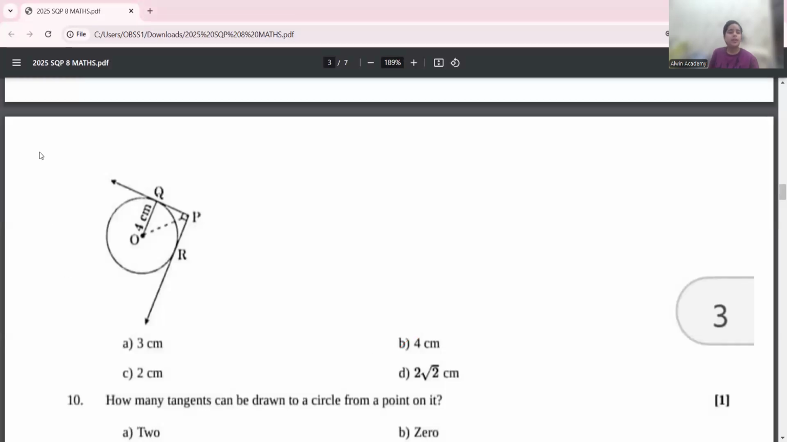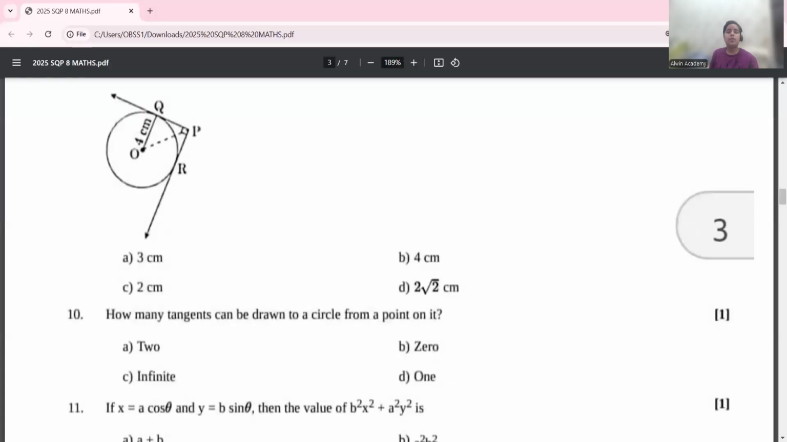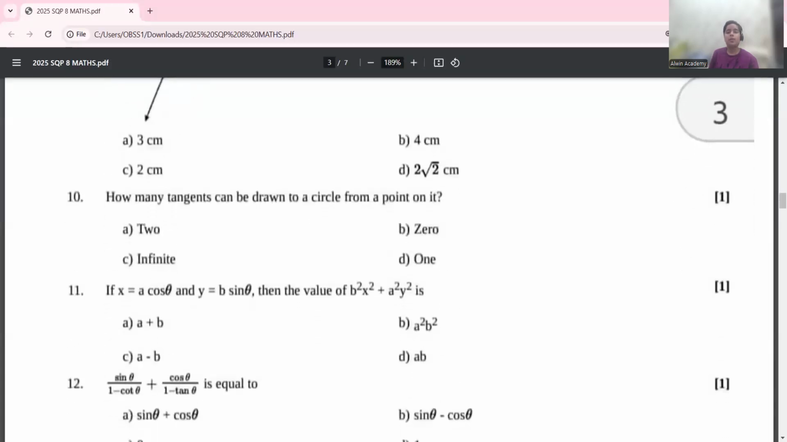Next question we have, how many tangents can be drawn to a circle from a point on it? Now, if this is a circle, this is a point on it, we can draw just one tangent from this point to the circle. So the answer is option number D.